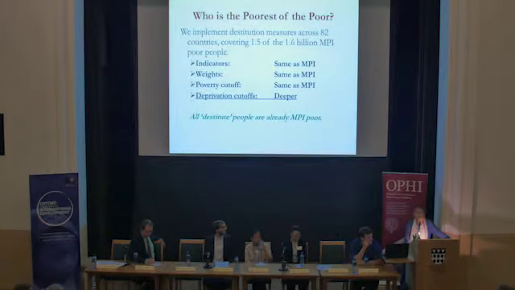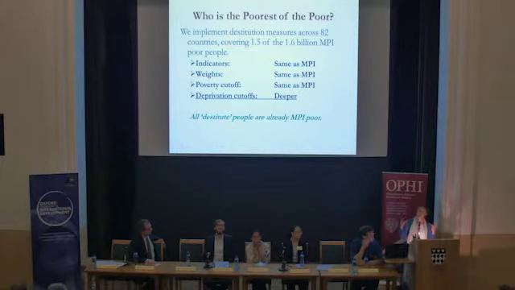Thank you so much, Yang. So to close, I want to present some results on a subset of the MPI poor who not only experience acute multidimensional poverty, but an even more stringent condition which we call destitution. We implement a measure of destitution now for 82 countries, which are home to 1.5 of the 1.6 billion MPI poor people that we covered this year.